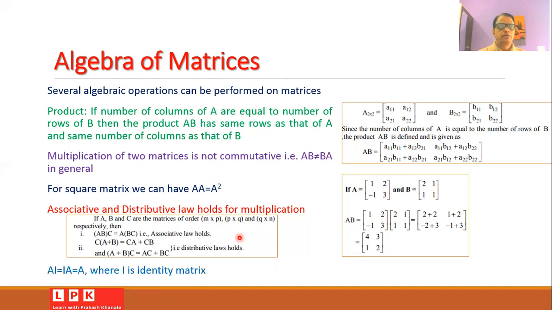Also, when we take the product of the matrix with the identity matrix, that is A into I, it is nothing but I into A, which is equal to the same matrix A.